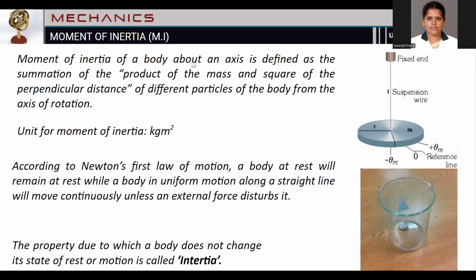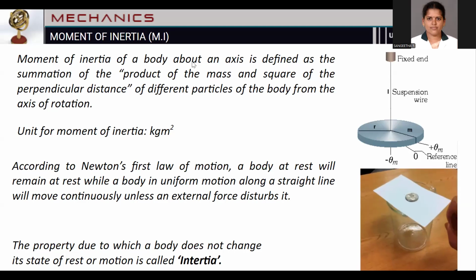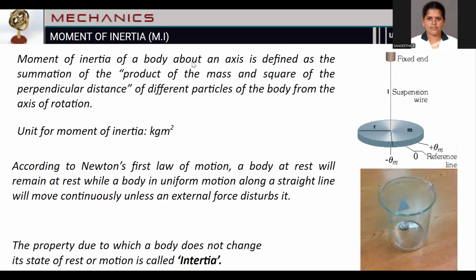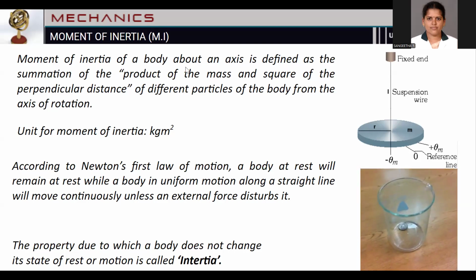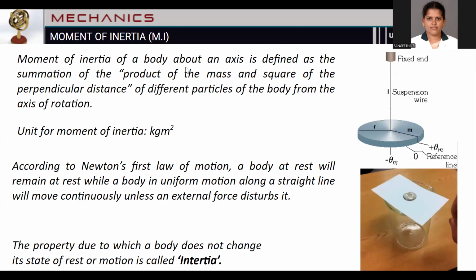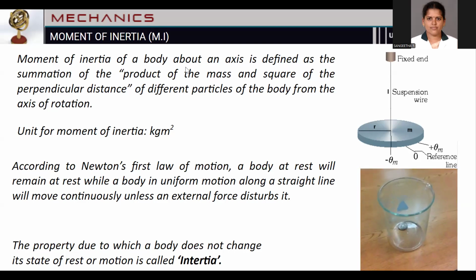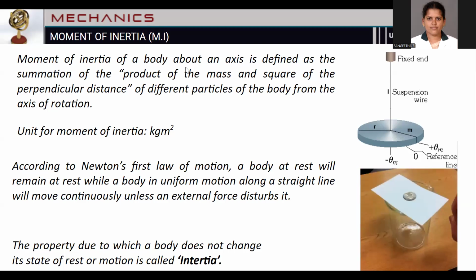The topic which we are going to see is the moment of inertia. Moment of inertia of a body about an axis is defined as the summation of product of mass and square of perpendicular distance. In general, the moment of inertia is denoted by the symbol I. I is equal to mr square. It is the general formula for moment of inertia.